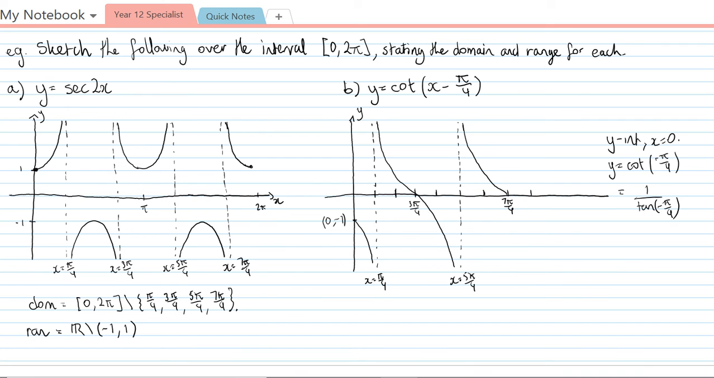Now because of the cyclical nature of this graph, I know that it also has to end at that same height because it's repeating every pi, and so when we've gone across 2 pi, we've also got that same endpoint, which is at 2 pi and negative 1.